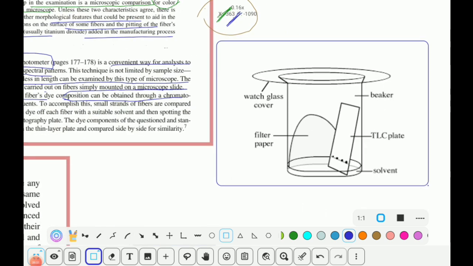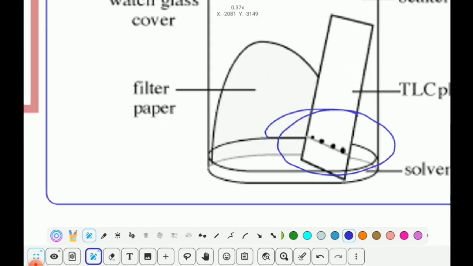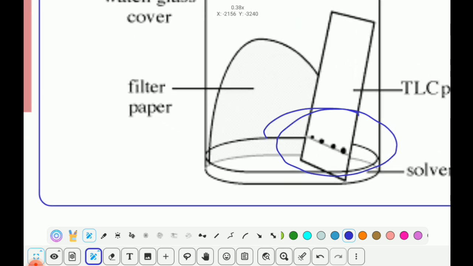And a more detailed comparison of the dye which is used in the fiber can also be made. You can take the help of a thin layer chromatography plate. This is how a TLC plate looks. All you have to do is take the strand of fiber that you have obtained in the crime scene, dip it in a suitable solvent and just spot it.